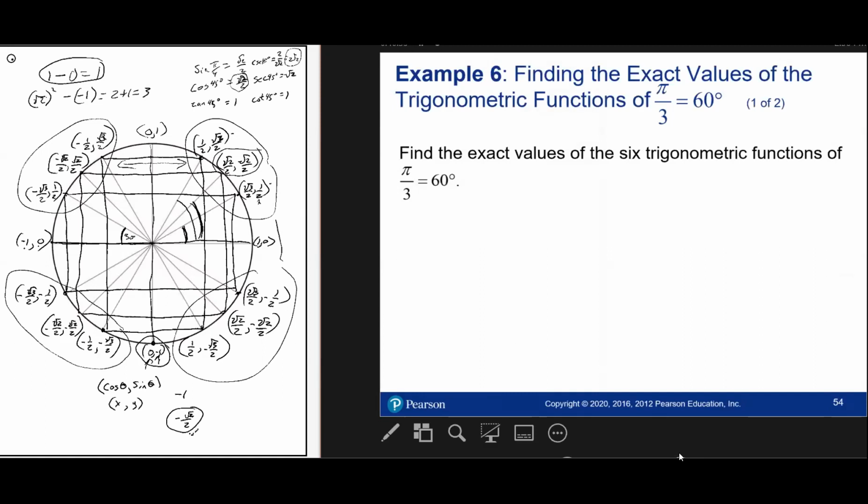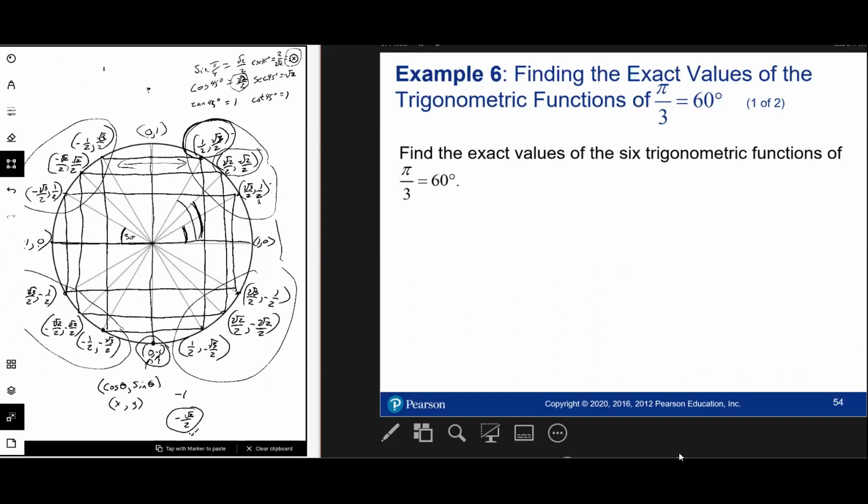And so we found these already. The exact value of the 6 trigonometric functions of 60. Well, that's dealing with this point here. So I'm going to erase some of this stuff. Actually, I can probably do with erasing most of this stuff and just rewriting back what I need.